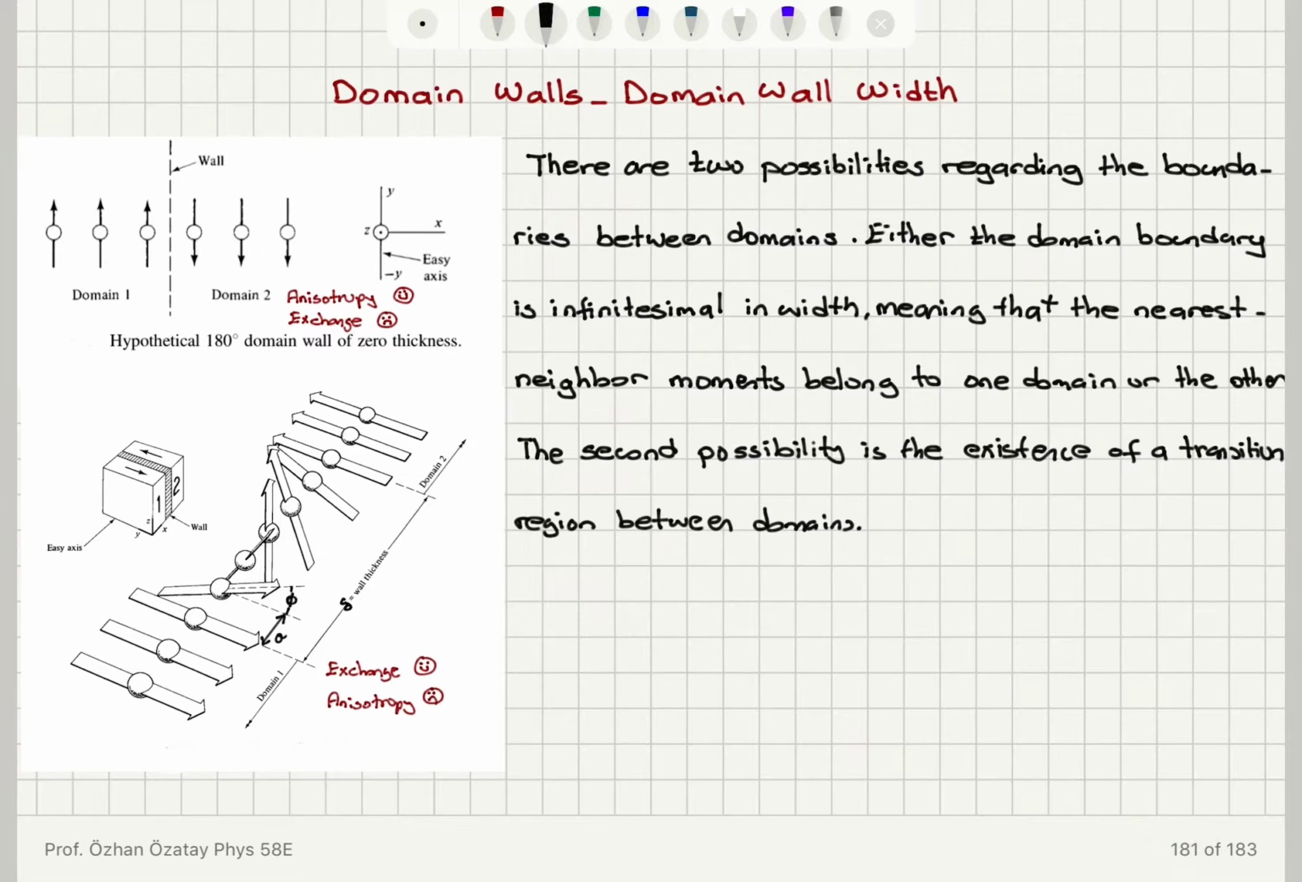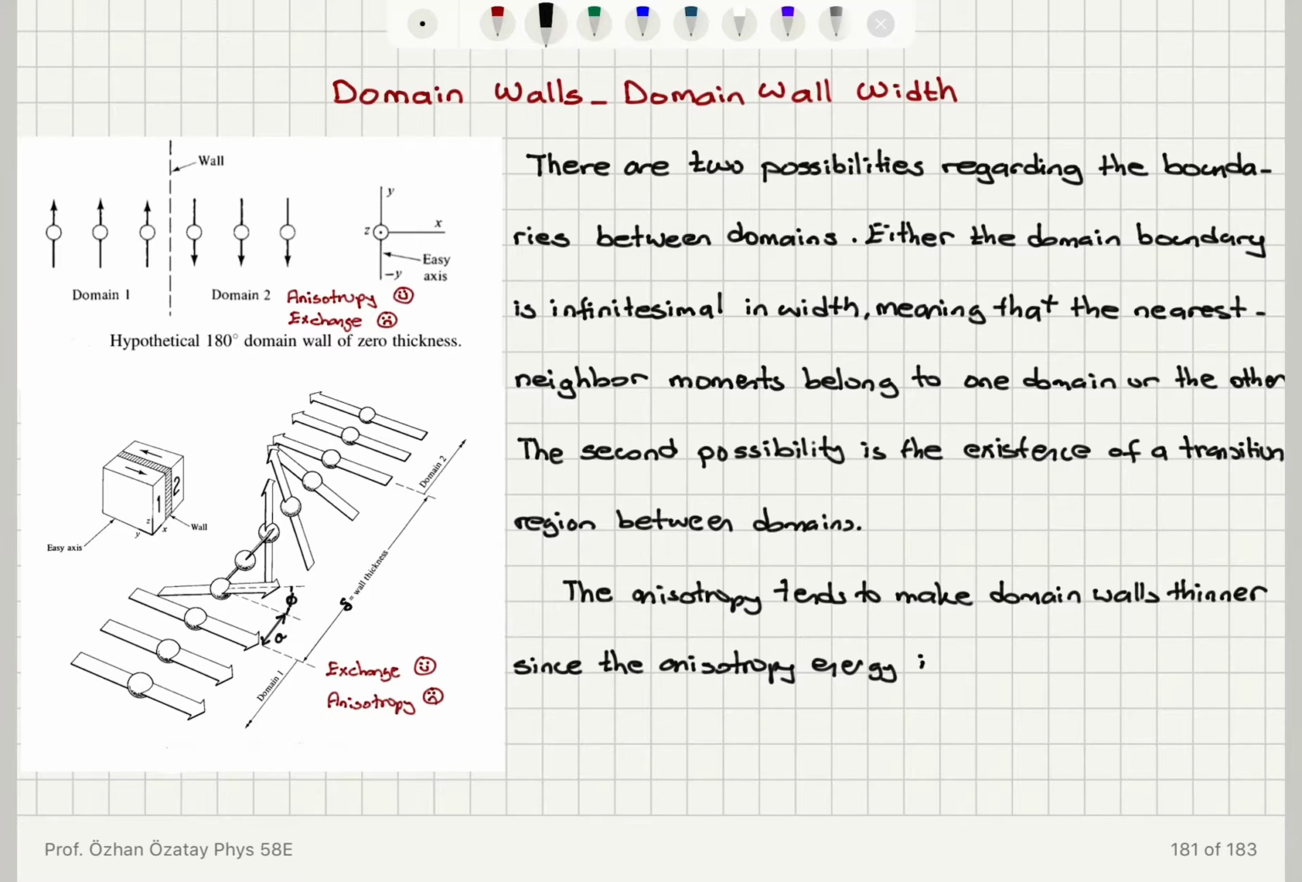Okay, so as we found out, the anisotropy tends to make domain walls thinner, since the anisotropy energy is lowest when all moments are aligned along the easy axis. They are pointing along the easy axis.